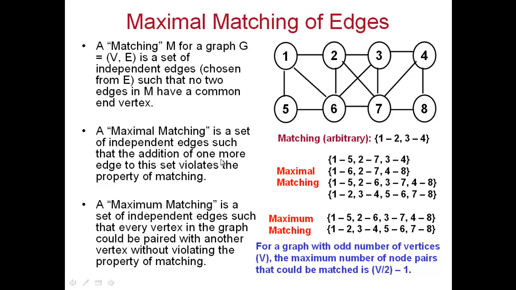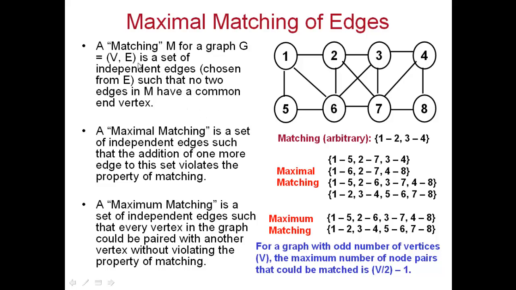Then what we want to find out is we want to pair every node with some other node. Now we want to pair them in such a way that no node appears in more than one pairing. That is what is called a maximal matching. By definition, a maximal matching is a set of independent edges such that the addition of one more edge to the set violates the property of matching. So matching is simply this: 1, 2, 3, 4 and so on, such that no node appears more than once.